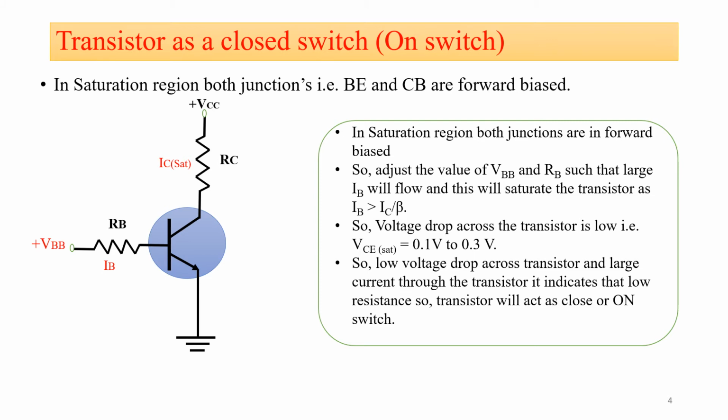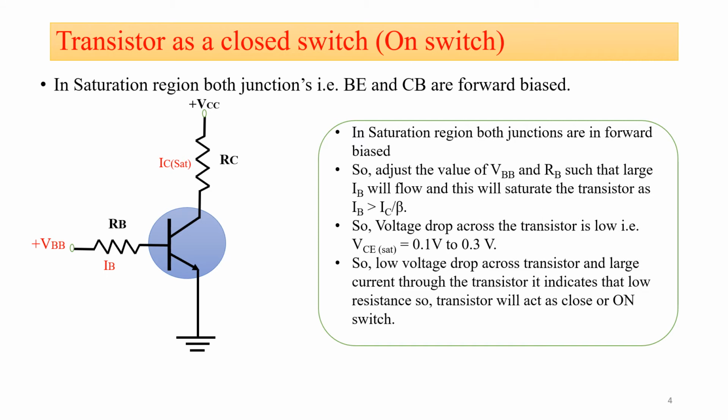So to operate our transistor in saturation region, one important condition is to adjust the value of VBB and RB, that is the base resistor, in such a way that a large IB will flow. Now when this large IB flows, it will saturate the transistor, because IB is greater than IC by beta. Means when our base current is greater than IC by beta, where beta is the current amplification factor for the common emitter configuration, then our transistor will operate in saturation region.